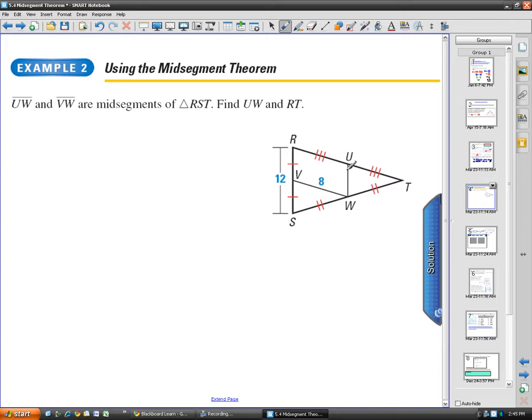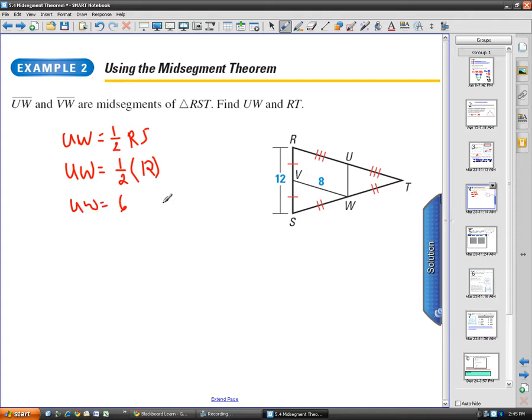So if I want to find UW, from what I know, from my theorem, it says if I want to find the midsegment UW, it should be 1/2 the side it is parallel to, which happens to be RS. Well, if I take half of RS, that would be 12, which means that UW has to be 6. Same type of thing for the next one.